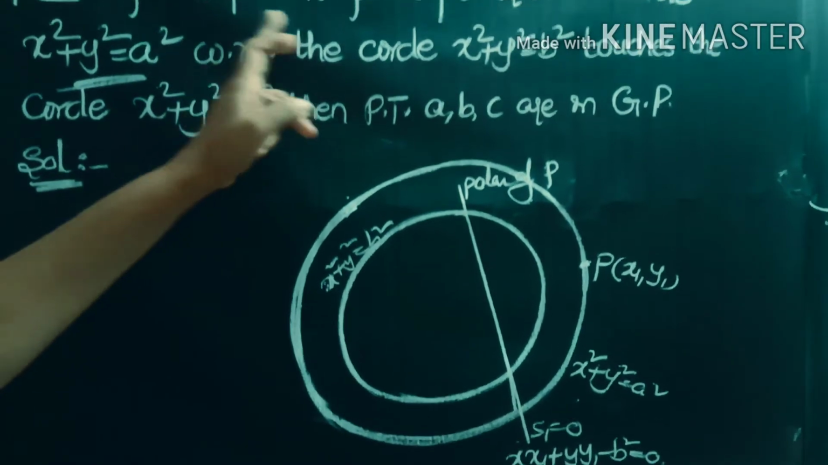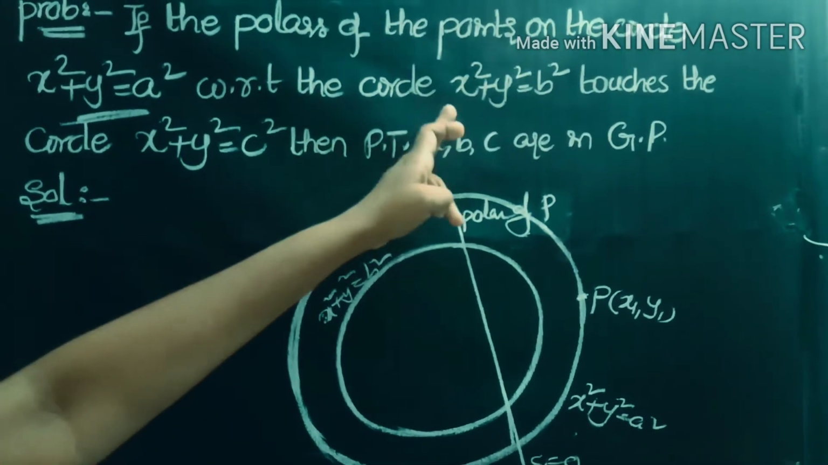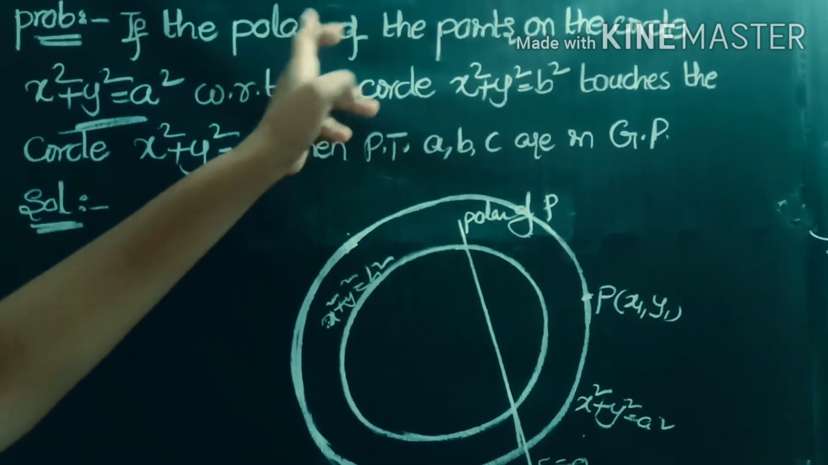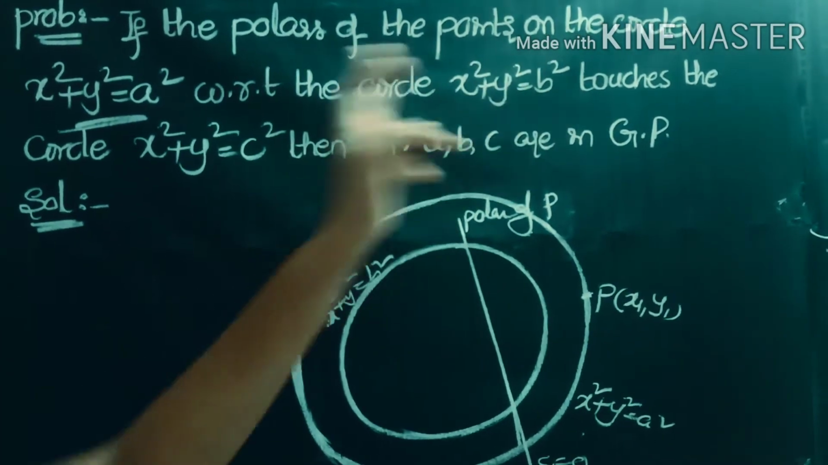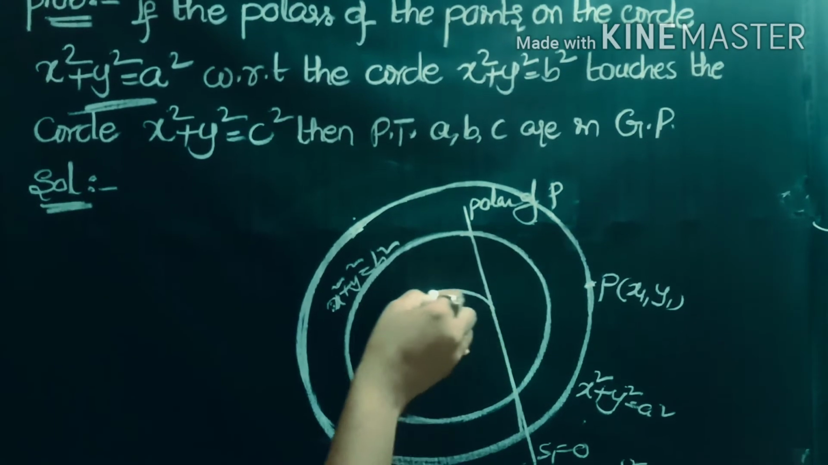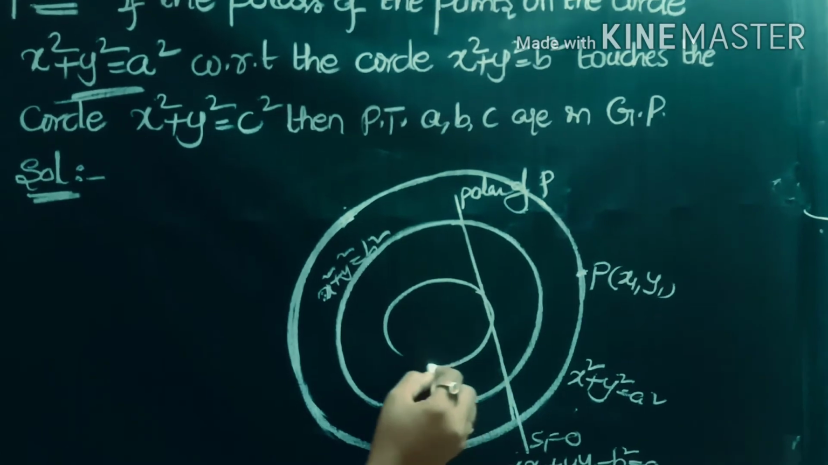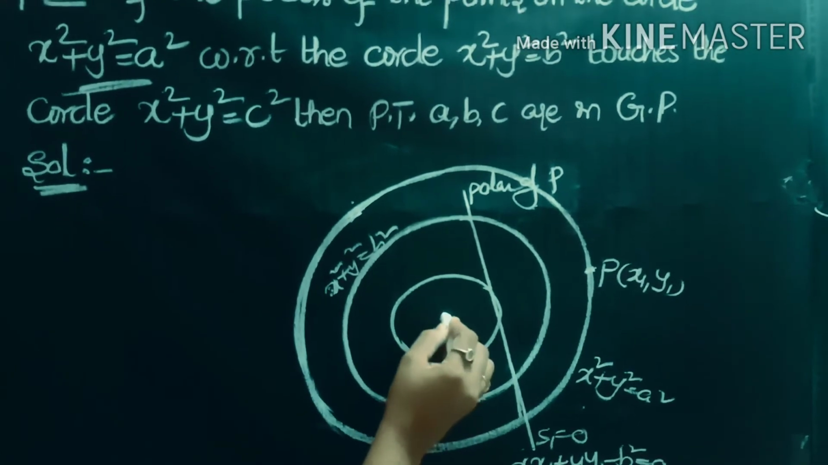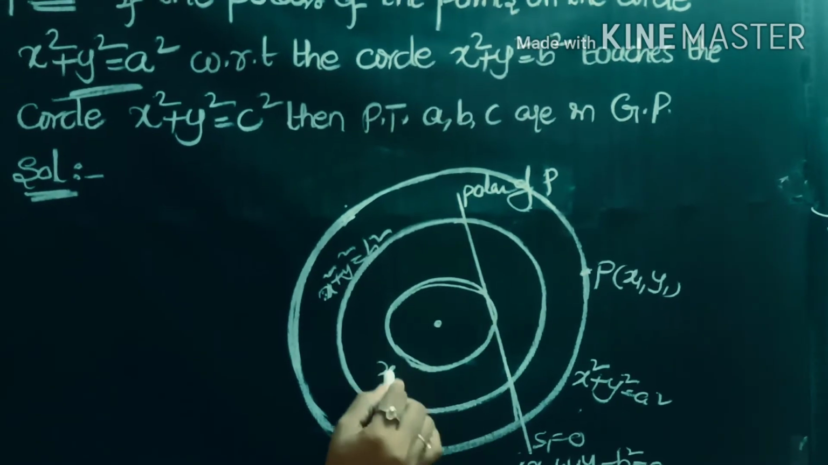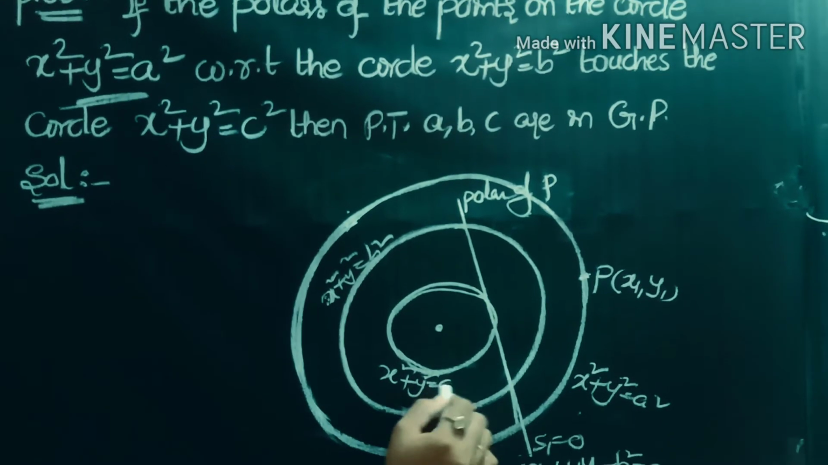If the polar of the point on the circle with respect to the circle touches the circle x² + y² = c², that is given: the polar touches the circle x² + y² = c². Now this is the circle x² + y² = c².